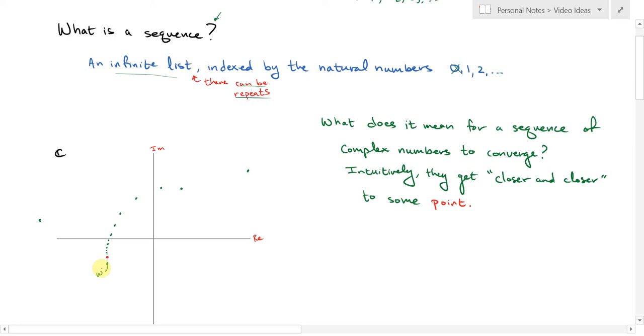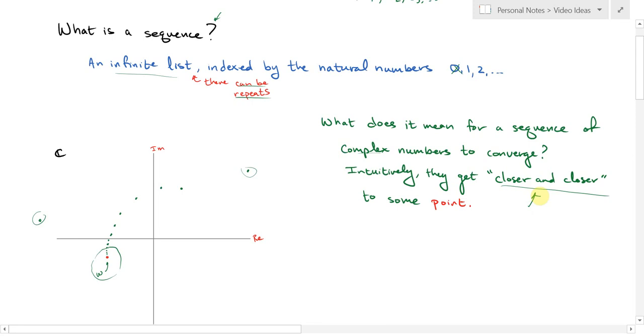So intuitively, that's what you would expect it to mean, that this sequence converges to W. Sure, there are some outliers that just get thrown around, but then eventually they all concentrate around W. And so intuitively, what it means for the sequence of complex numbers to converge to W is that they get closer and closer to this point W. And this video is going to be about making rigorous the phrase "closer and closer." So what does closer and closer mean?